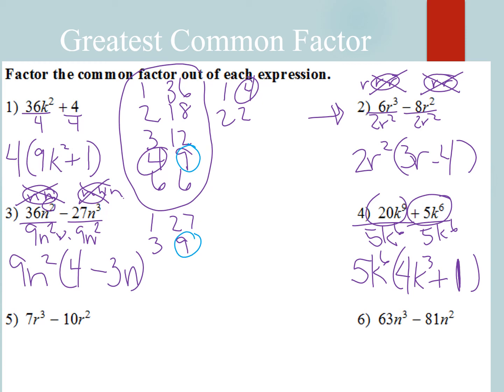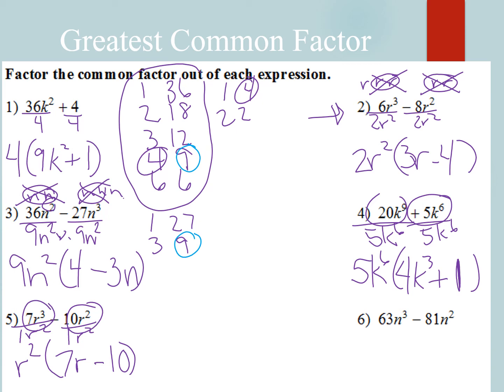Okay, number 5, 7 and 10. The largest common factor that they have is 1, so I'm not really dividing by a number. But if I look at this, they have 3 r's here and 2 r's here, so they have 2 in common. So r squared is that greatest common factor. Going to divide by r squared. 7 divided by 1 is 7. There were 3 and I'm taking 2 out, so there's 1 left. Minus 10 divided by 1 is 10. And there were 2 r's and I'm taking them both out, so that is that final answer.